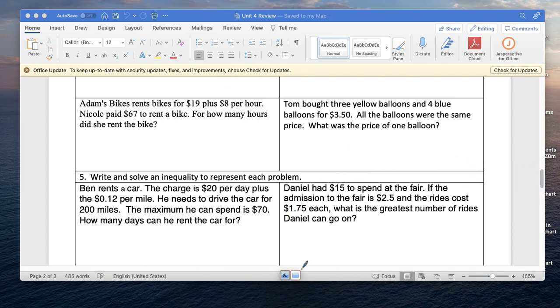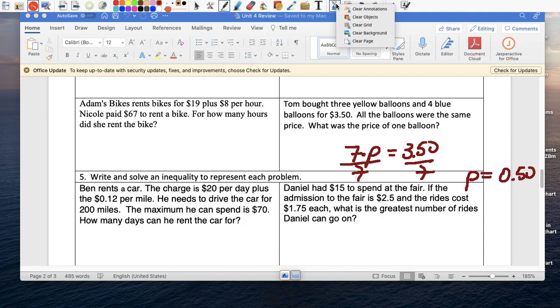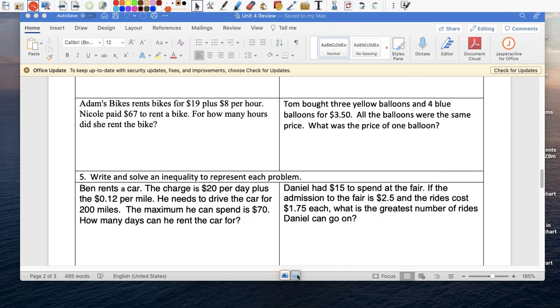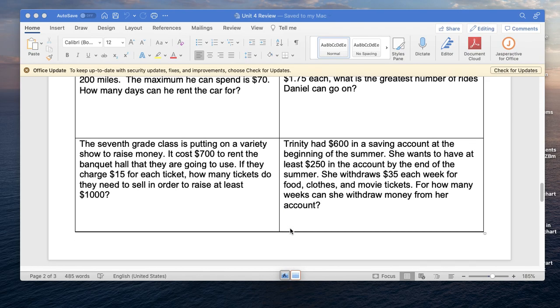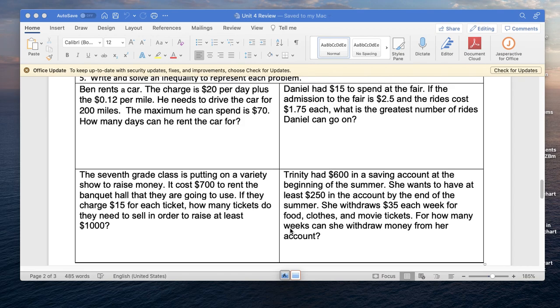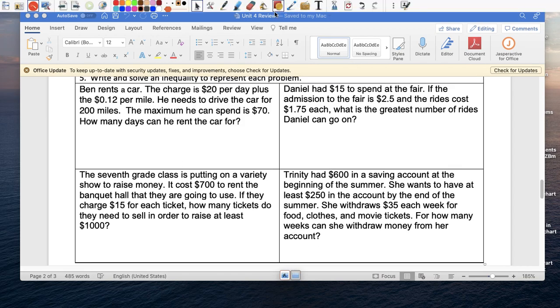Next set of questions, inequality. So this just gives you a little more practice. Ben rents a car. Again, the car problem, which is very popular. You've got to just be careful on your test. If they ask you for an equation, you have to, if it's an inequality, use an inequality symbol. Make sure that whatever they ask for, don't give me an equation when it's an inequality or an inequality when it's an equation. So just be careful with that.